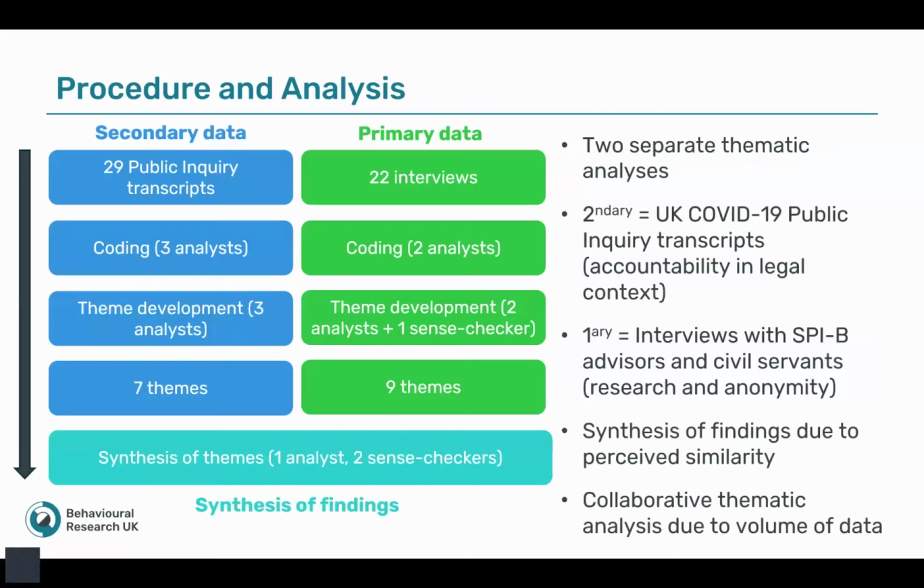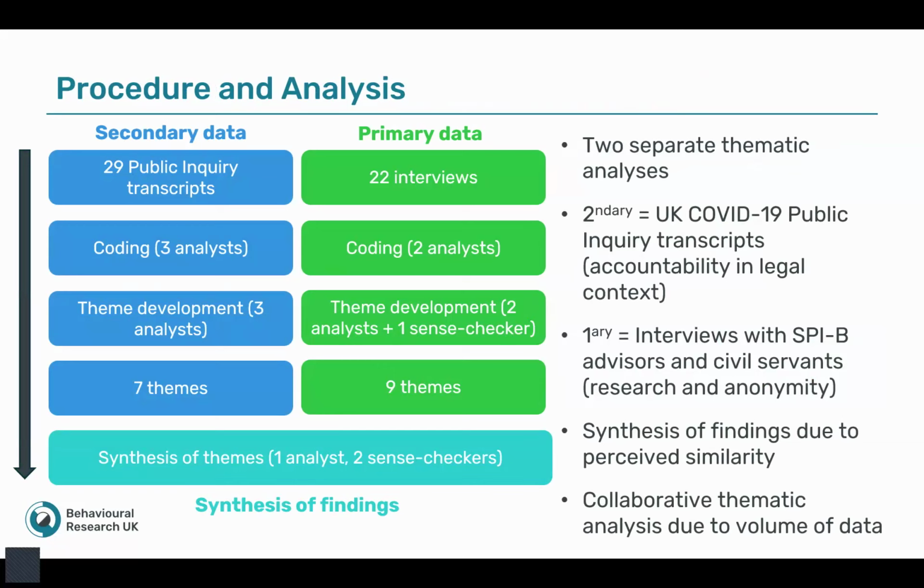For this project, as I said, we used two different sources of information or data. One was secondary data. Here we were looking at transcripts from witnesses to the UK's COVID-19 public inquiry. And we also collected primary data by conducting interviews with SPI-B advisors and representatives from the UK Civil Service, the devolved nations of Scotland and Wales, and local government teams.